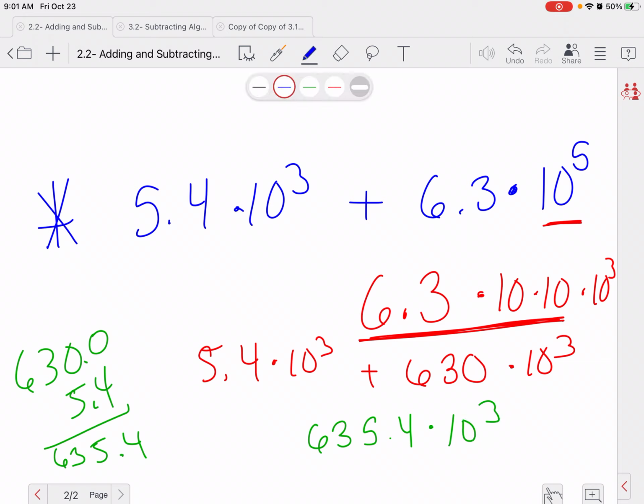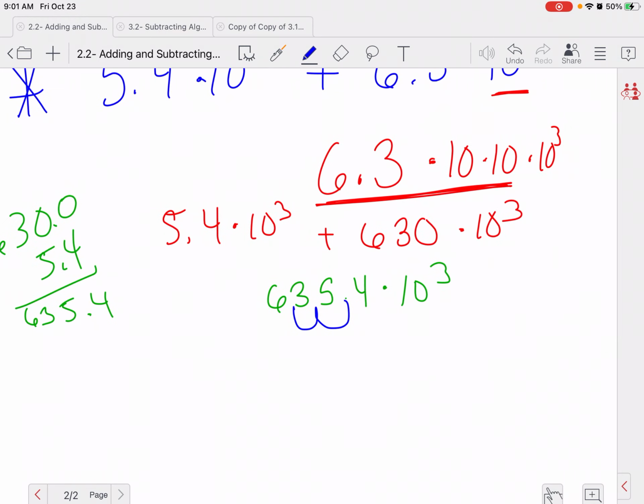But again, this is not in proper scientific notation, so we're going to go ahead and move that decimal over 2 whole spots. So you're going to have 6.354 times 10 to the 5th.